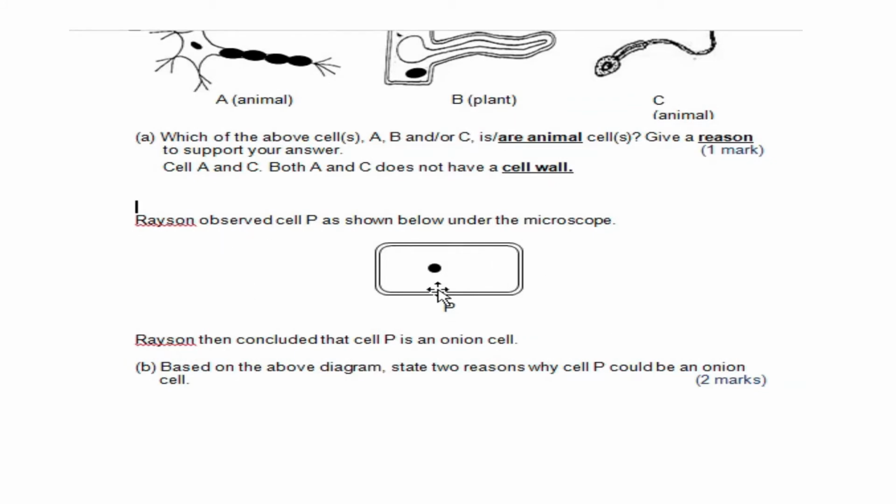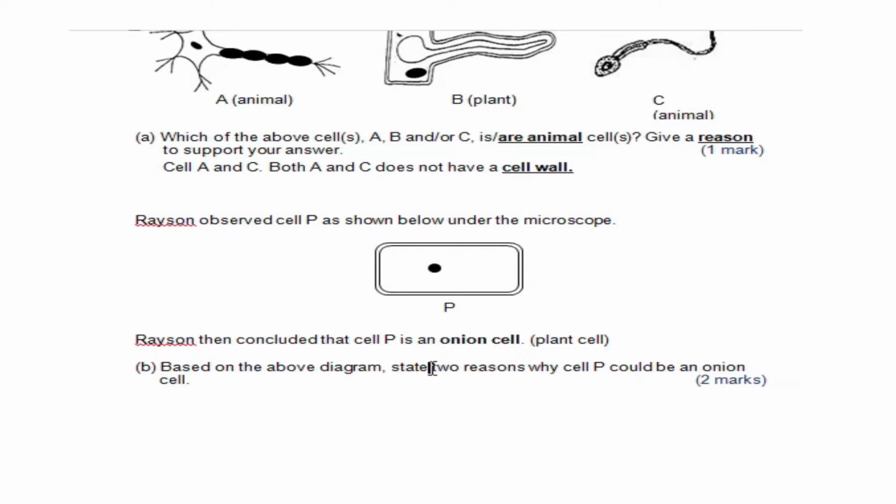Rayson observed another cell, cell P, under a microscope. Now, this is an unknown cell. He concluded that it is an onion cell. Now, ask yourself, onion cell is a type of plant cell, right? We have done the experiment on it before. So a plant cell would definitely have a cell wall. Now, does cell P have a cell wall? Yes, it has. Can you see? The inner one is a cell membrane, the outer one is a cell wall. So now cell P is a plant cell.